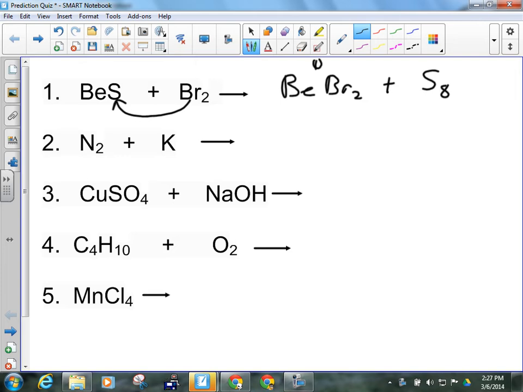They have this compound, BeBr2, 1 mark. S8, 1 mark. Okay, so 1 mark for each of the products being predicted correctly. Now they've got to balance. That will be the 3rd mark.